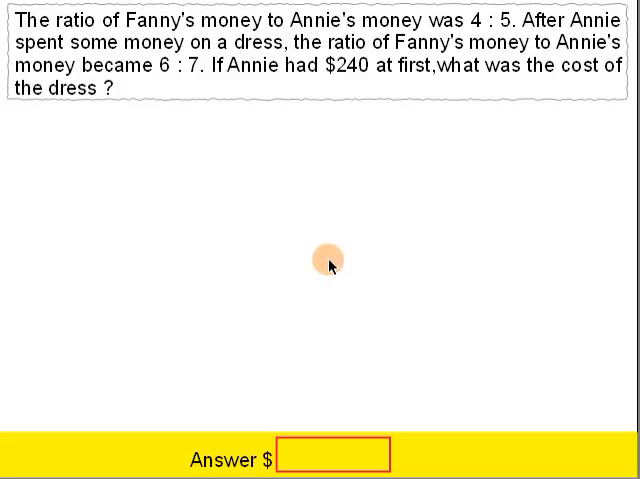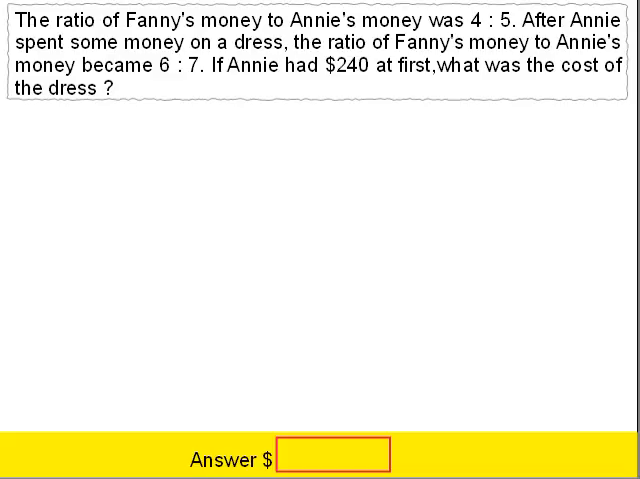Now the question says that the ratio of Fanny's money to Annie's money was 4:5. After Annie spent some money on the dress, the ratio of Fanny's money to Annie's money became 6:7. If Annie had $240 at first, what was the cost of the dress?